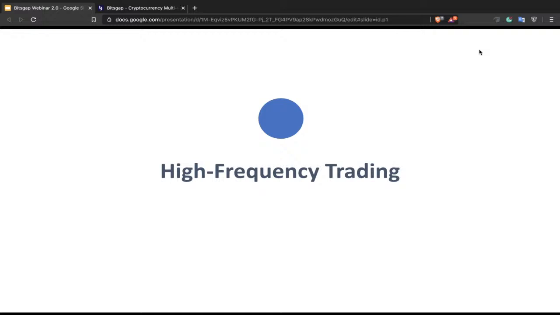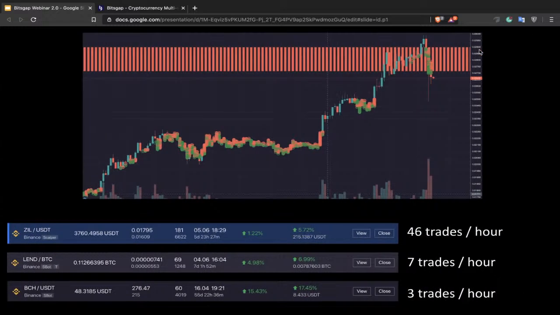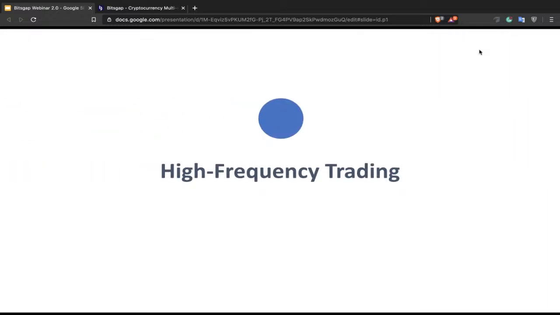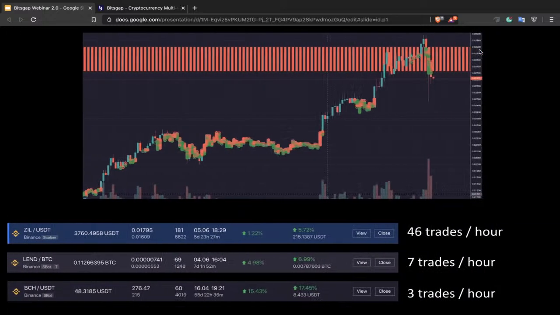And yeah, so first of all, what is high frequency trading, which is the main algorithm implemented in all of our bots? So high frequency trading, I guess it is already pretty much clear what this stands for. This stands for high speed of trades execution.